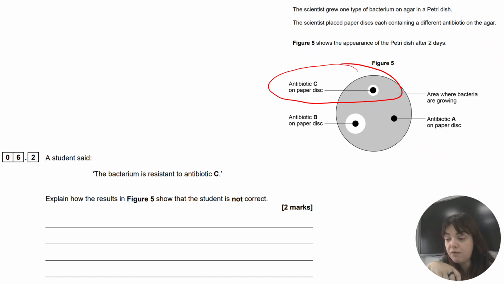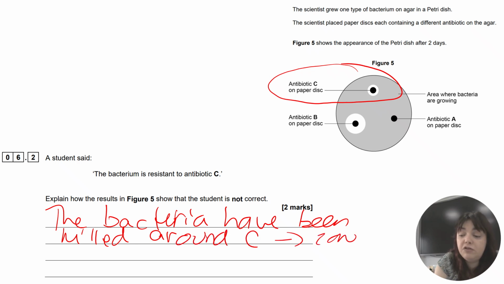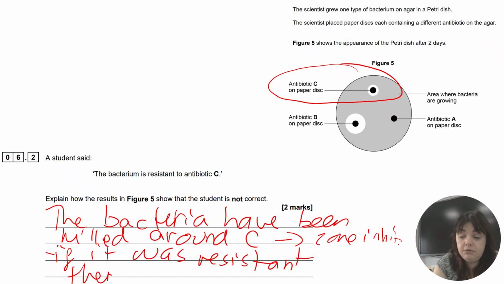Well, it's not correct because you've got a zone of inhibition around that antibiotic C, haven't you? So there is a zone of inhibition, or the bacterium has been killed. So the bacteria have been killed around C. Alternatively, you could say zone of inhibition. That's absolutely fine, same mark point. And then you have to basically say, if it was resistant, there would be no zone of inhibition, or the bacteria would not be killed.